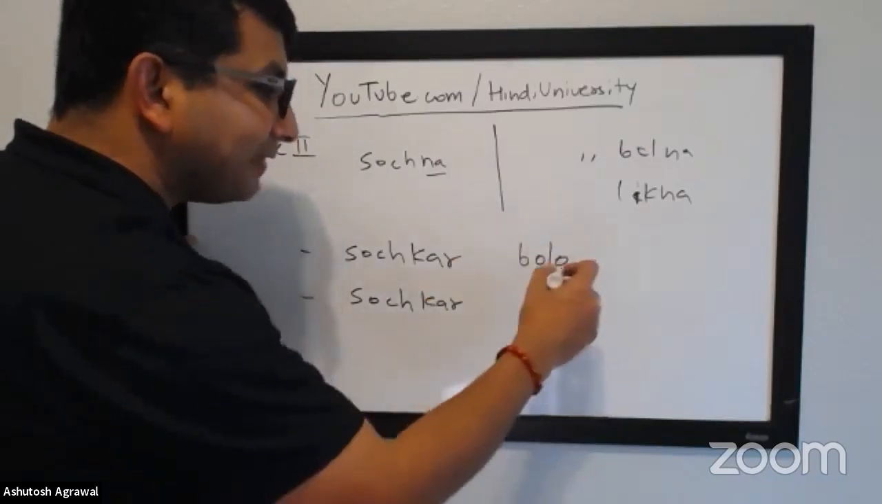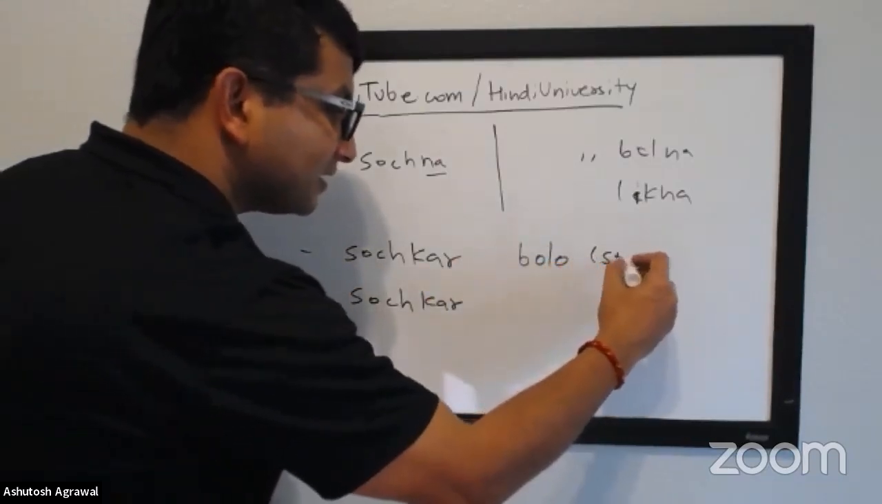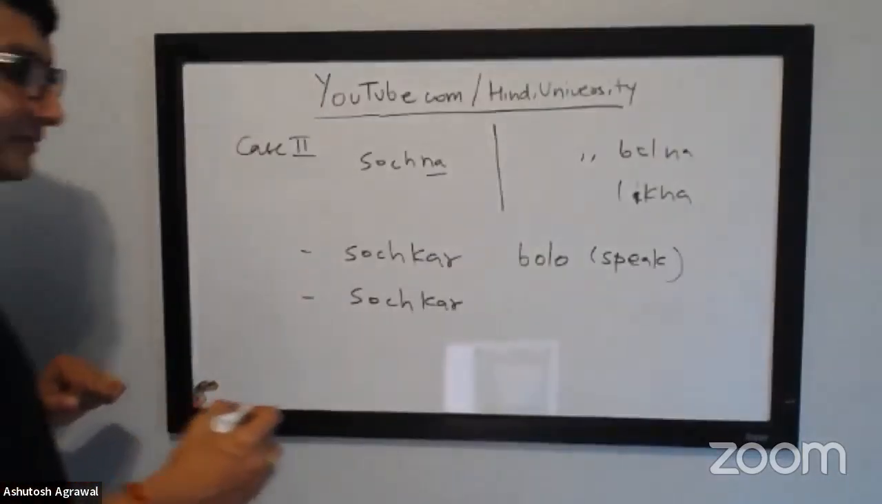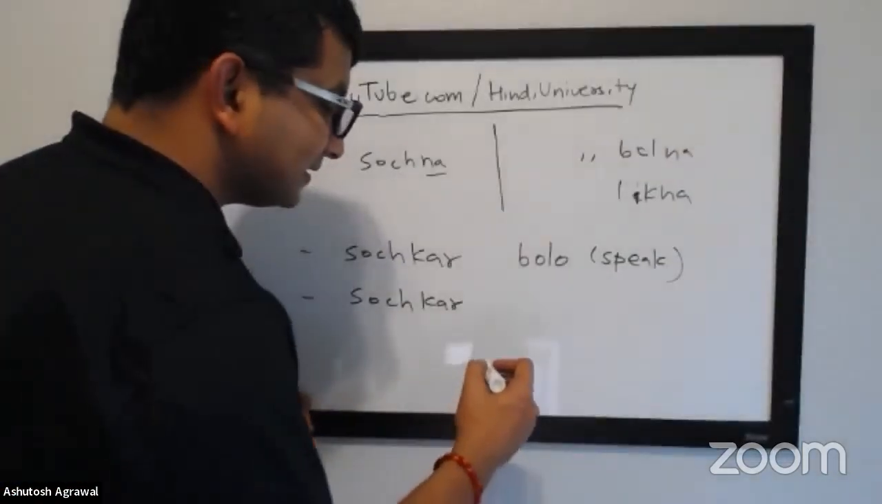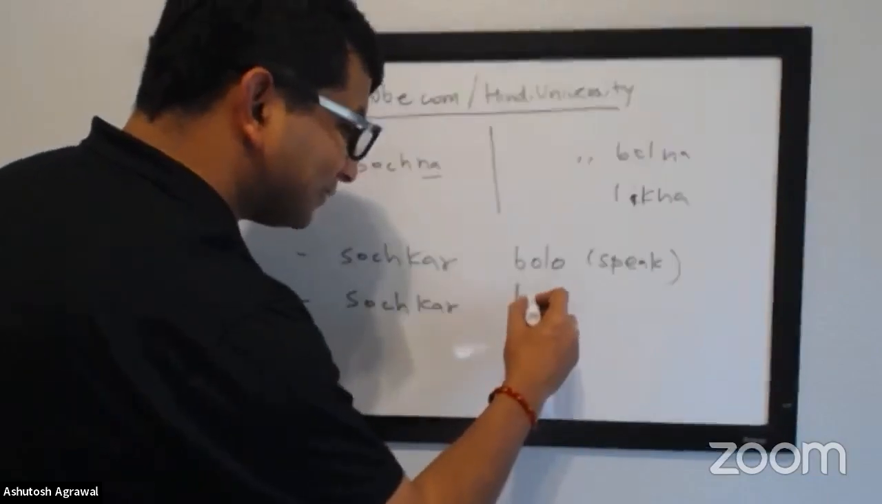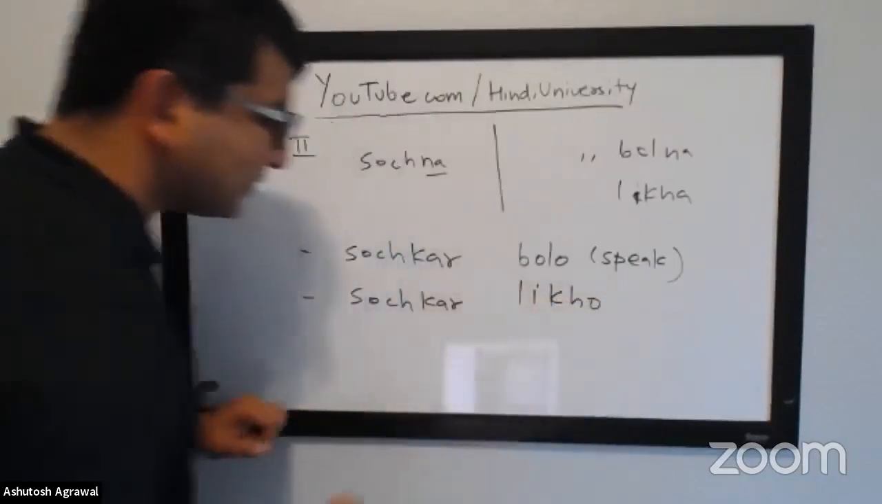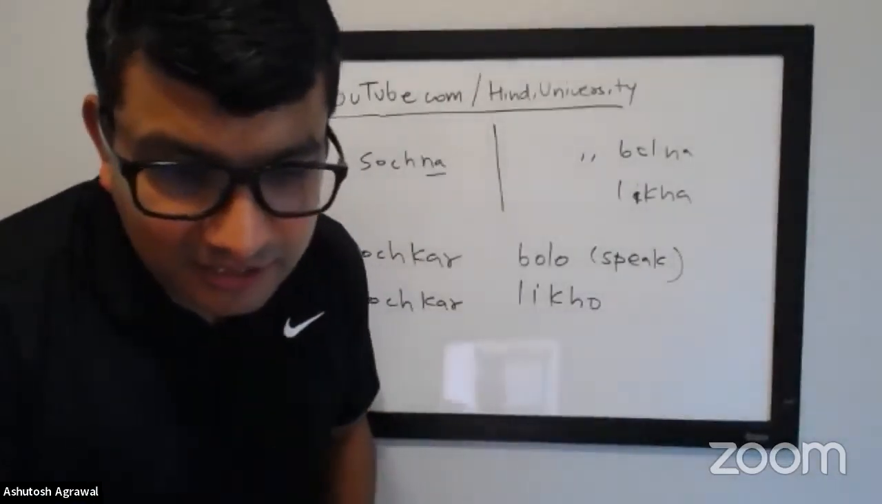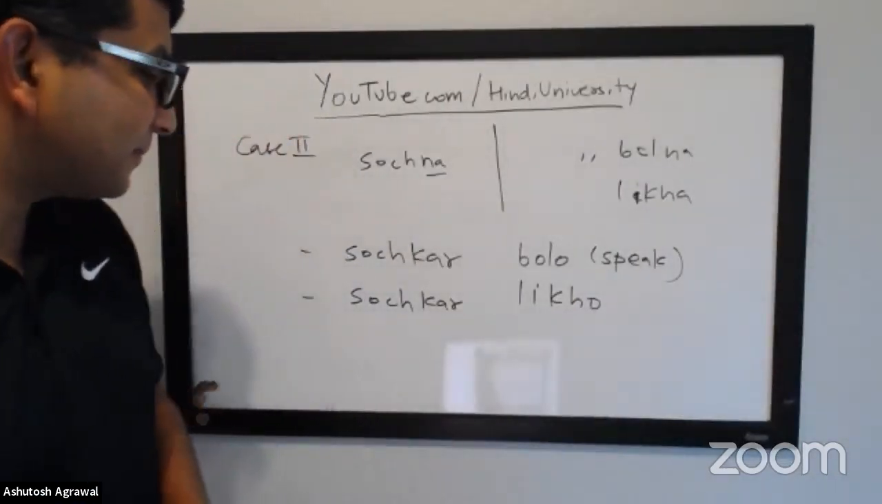Sochkar, okay, think and then speak. What else? When else would you say it? Think and... You could say likho or likh. Okay, very good. Sochkar likho. Awesome. Okay, sochkar likho. Think and write. Okay. Anyone else? Donna ji, what else can you say?